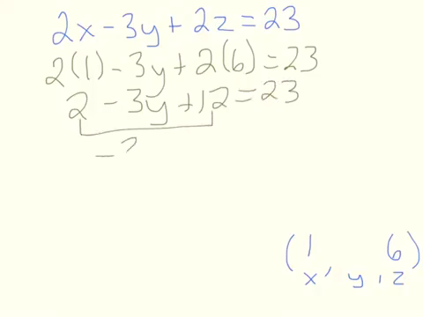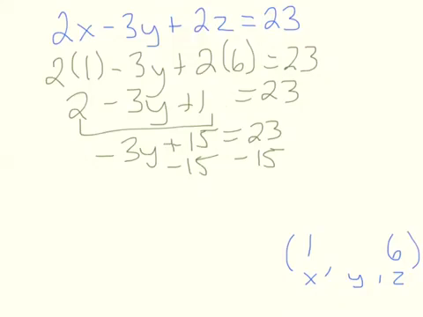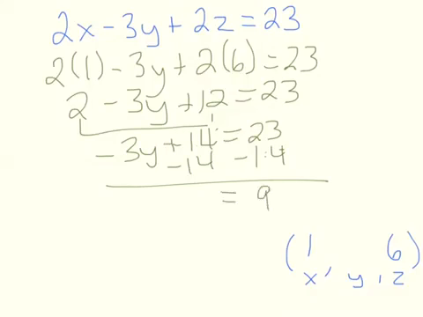Combine some like terms. Oops, that would be 14. Let me erase. Oops, that's still 12. Here we go. Math teachers make mistakes too. 2 and 12 make 14. So we're going to subtract 14 from both sides, which gives me 9. So negative 3y equals 9. Divide both sides by negative 3, and y would equal negative 3.